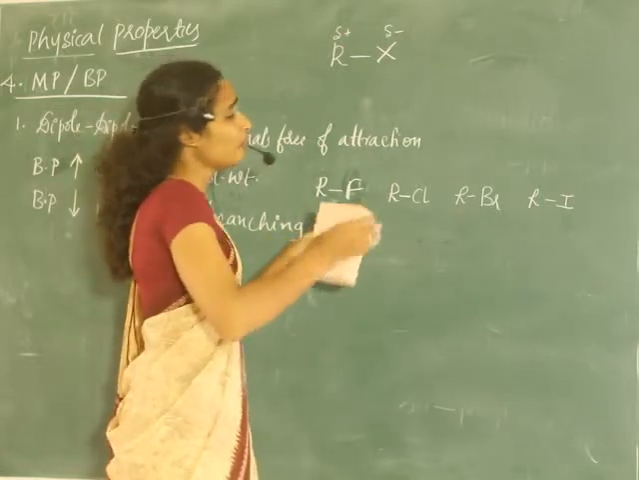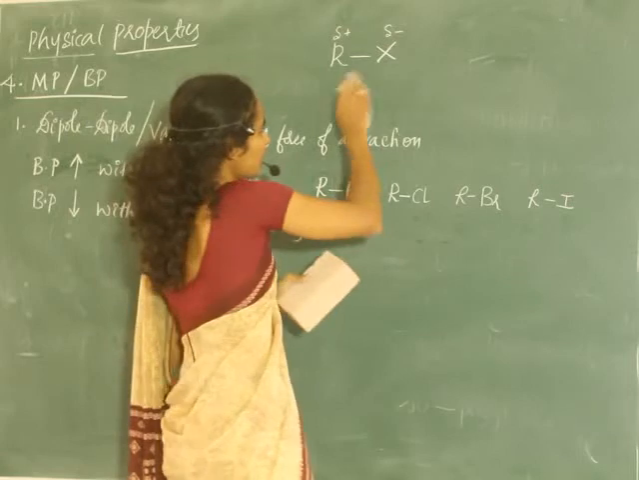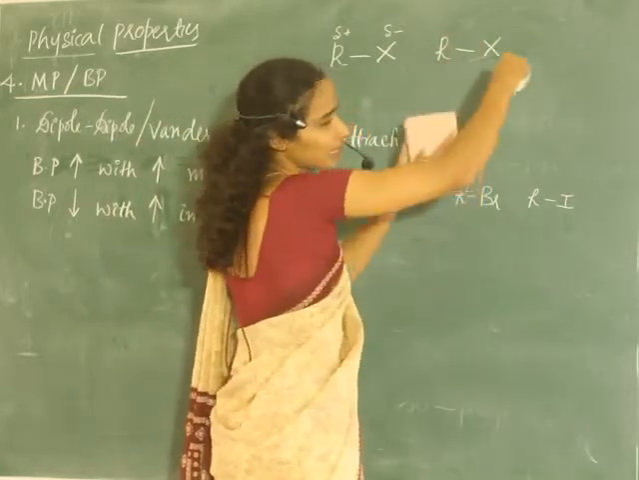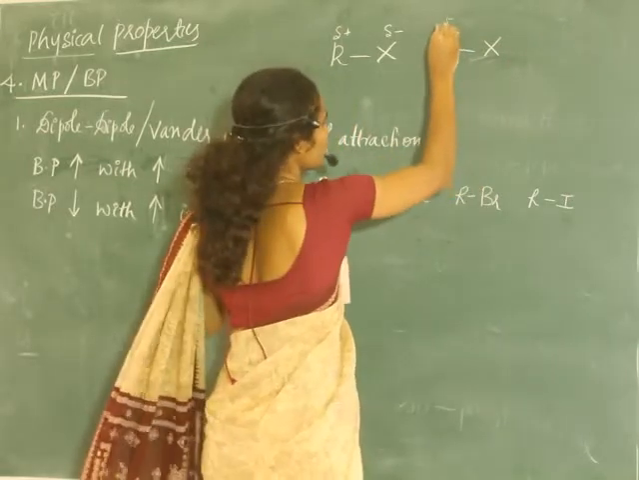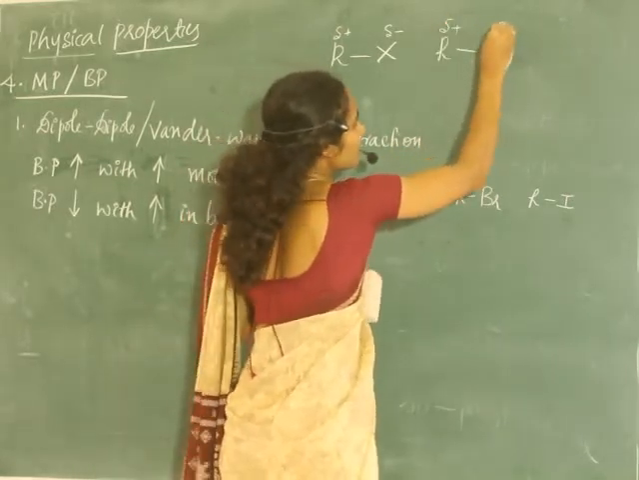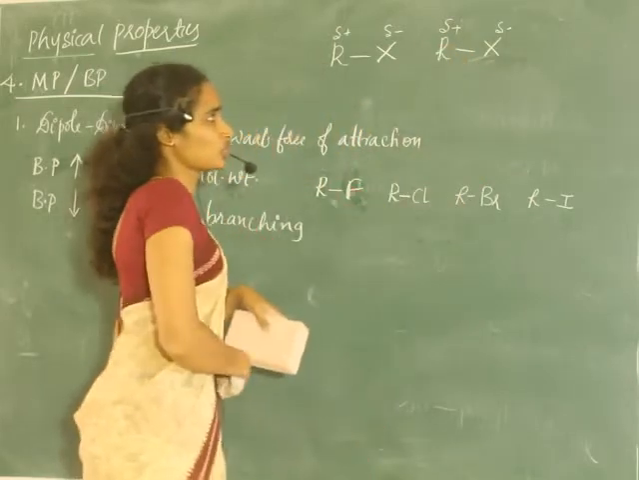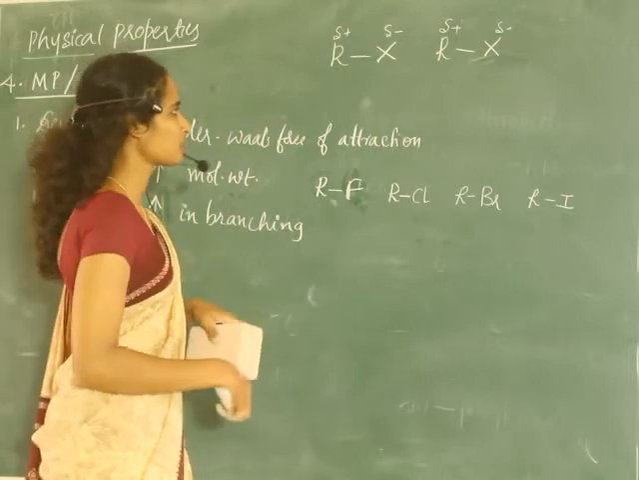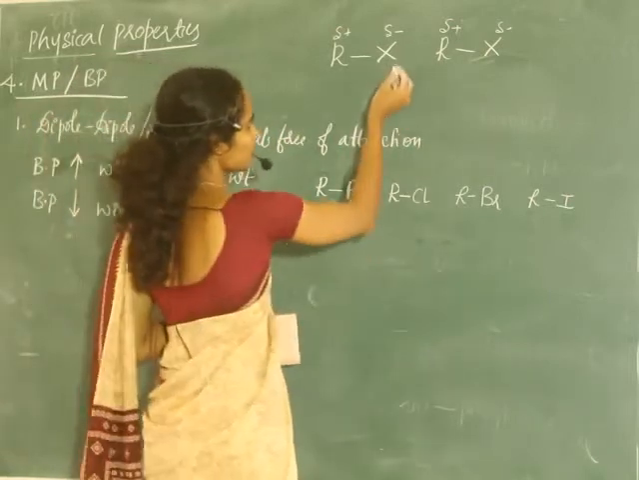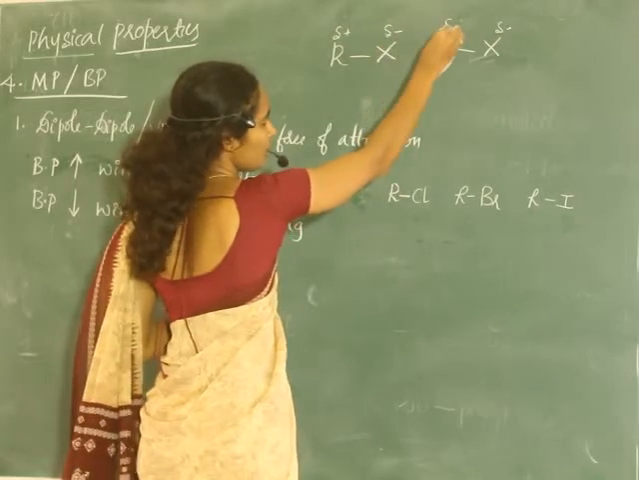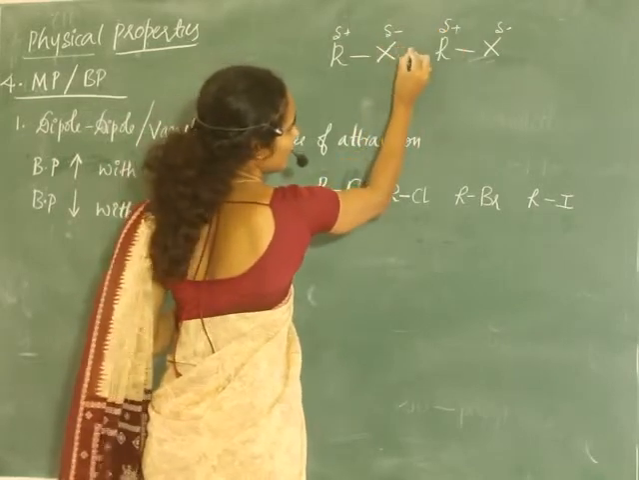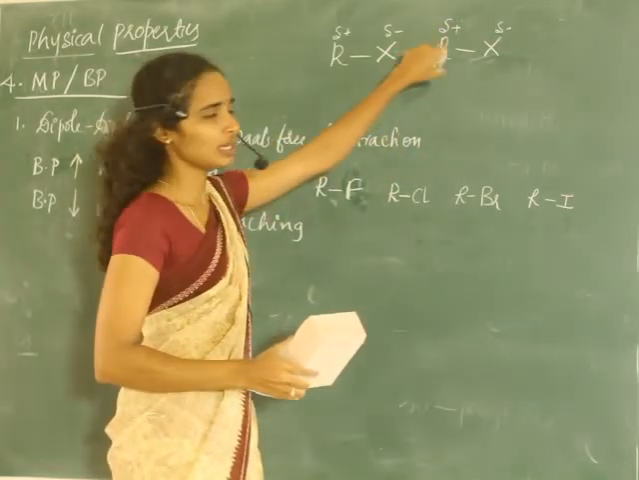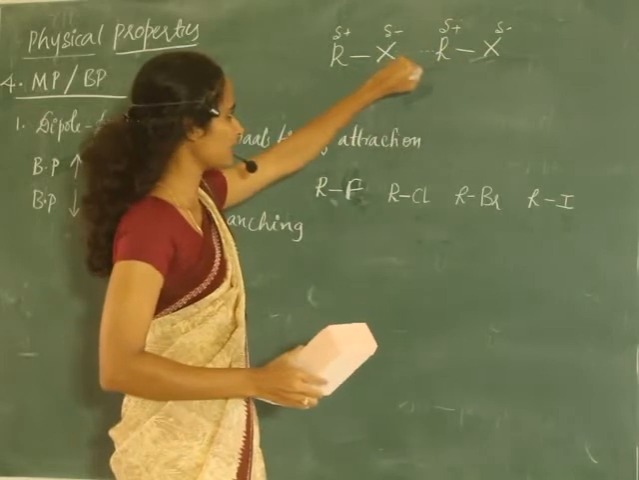In a compound there will be many molecules, hence RX. I will take one more alkyl halide. Like that, many molecules will be there. Here also, the R group takes a partial positive charge and the halogen acquires a partial negative charge. What happens? These partial negative and partial positive charges will attract, and hence we'll get one molecule.